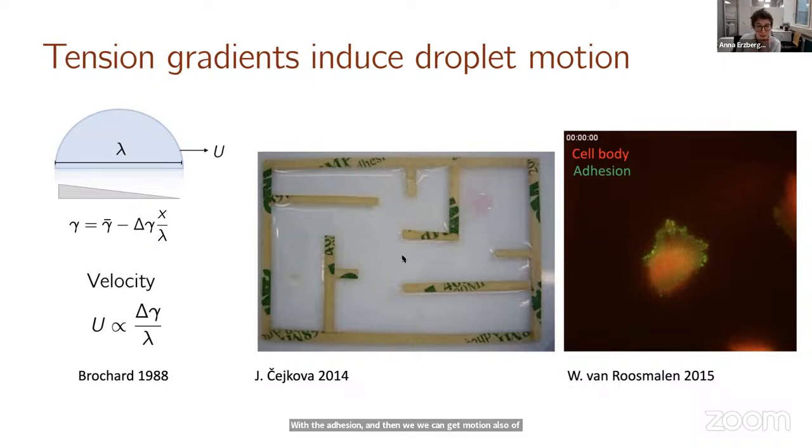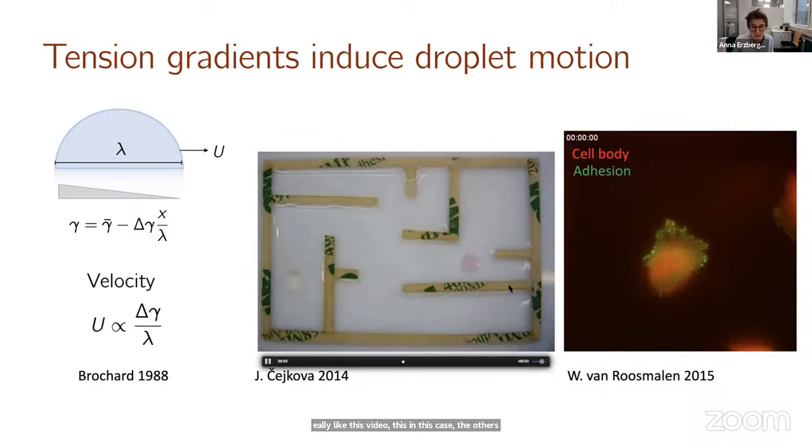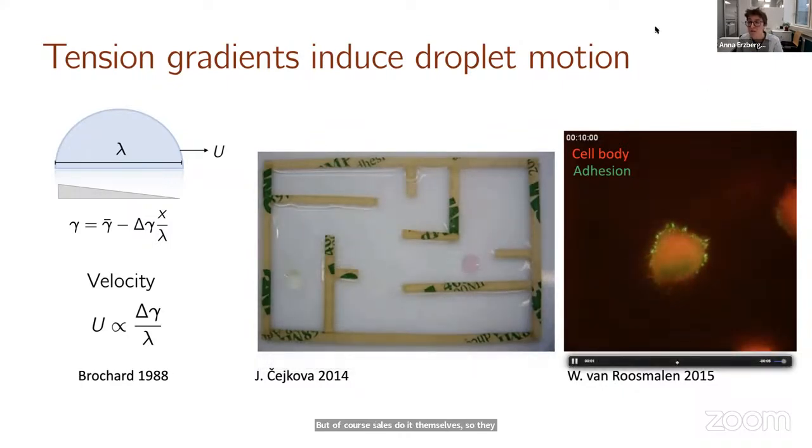And I really like this video. In this case, the authors put droplets into mazes that are prepared with chemical gradients inside, and you see that the pink droplet is successfully finding its friend over here, even though it's a completely passive system. But of course, cells do it themselves, so they can themselves intrinsically regulate such gradients.